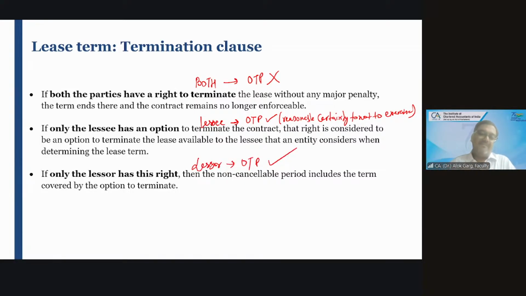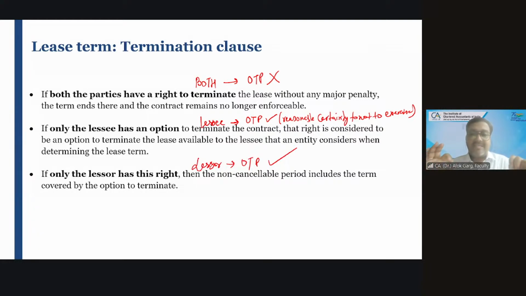Illustration number 16. If only lessor has the right, lessee doesn't have the right to terminate, then from the lessee perspective, what is the non-cancelable period? The total period, right? Yes. So, let's say there is a total 10-year lease period, and in the last 4 years, only lessor has the right to terminate. So what is the total non-cancelable period for lessee? 10 years.